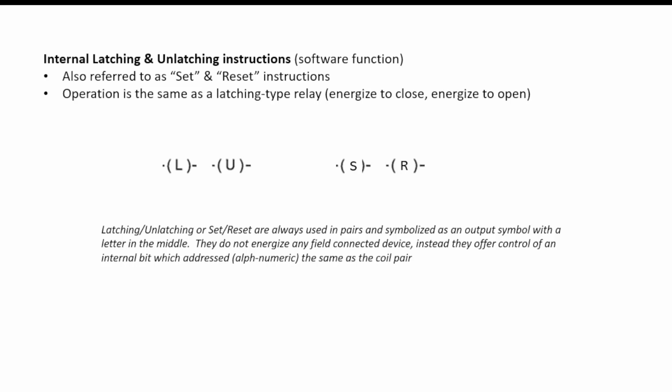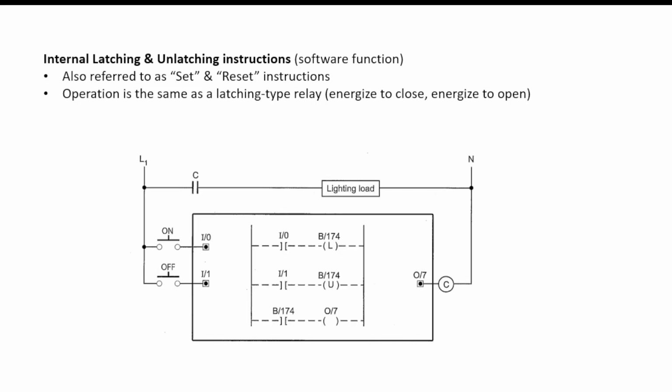Now we have latching and unlatching as well as set and reset. They're always used in pairs and symbolized as an output symbol with a letter in the middle. They do not energize any field-connected device. Instead, they offer control of an internal bit which is addressed alphanumeric, the same as the coil pair. So let me show you.